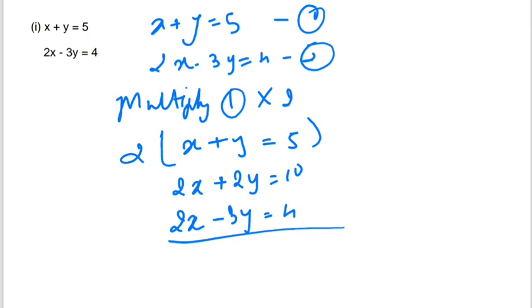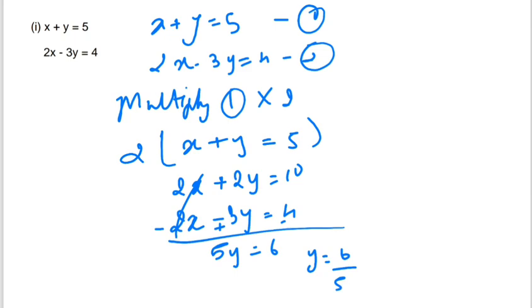So we should either subtract or add now. We must use the calculation method so that we can cancel the x variable, because we have 2x and 2x. So we should subtract them, so it becomes 0. To subtract we change the sign: minus 2x, minus becomes plus, plus becomes minus. Now 2x and 2x are cancelled. So plus 3y plus 2y is plus 5y is equal to 10 minus 4, which is 6. So the value of y will be 6 by 5.